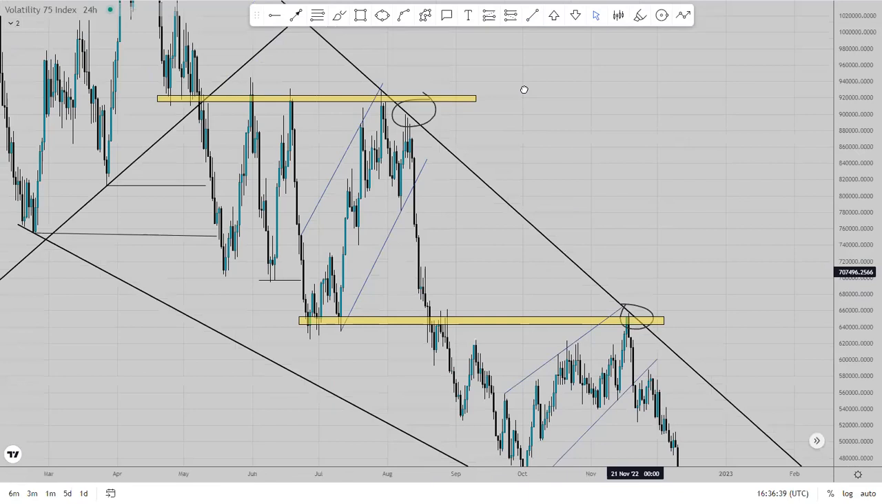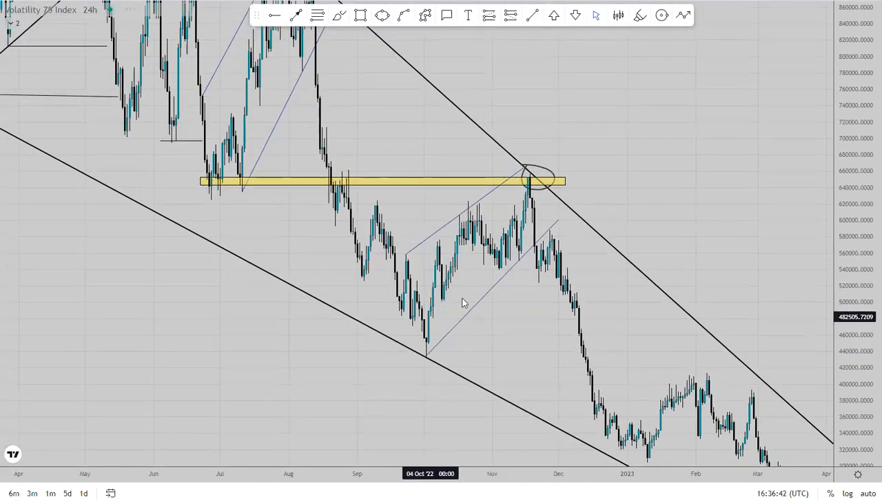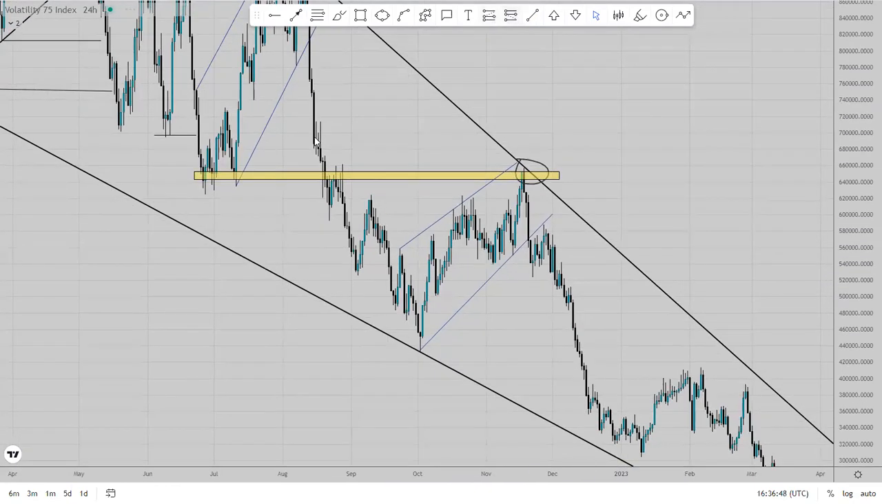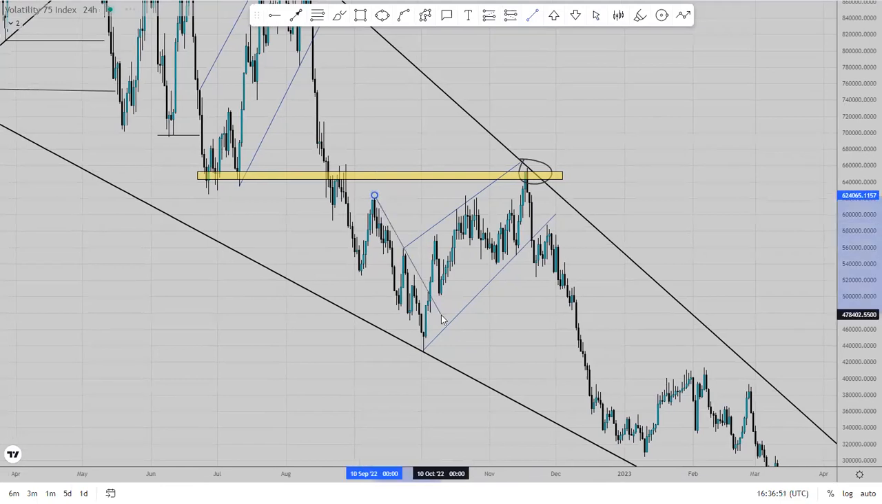It doesn't mean that there were no counter trends. Counter trends, like these are the channels that I'm showing you. These counter trends, in which the market was actually uptrending like that. So many counter trends, you can actually see them.